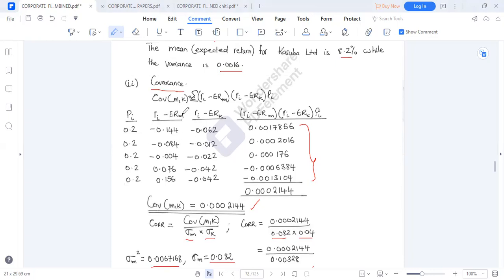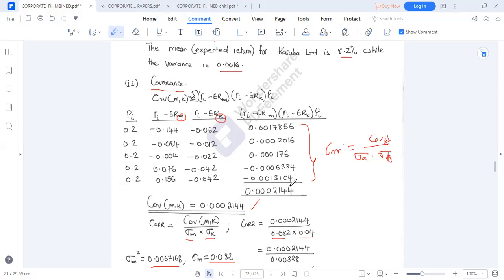So this one was return and expected return for Masupa, and this one was the return for Kasuba. You multiply by the respective probabilities, so you get this. So this is the covariance for M and K, for both of them. So the formula for correlation is what? The covariance for both of them divided by the standard deviation of each of them. Okay, A and B. That's how it's moving.